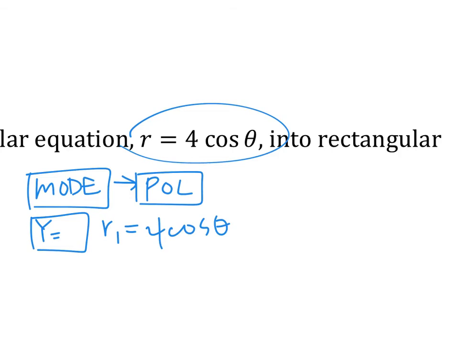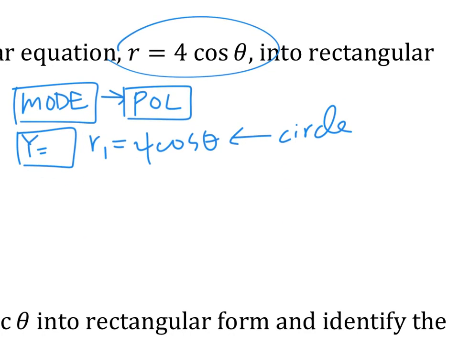Okay, what shape is this? Circles, yeah. So this is a circle. So we're going to change this equation into rectangular form. We better see a circle equation. So we're going to take this equation, r equals 4 cosine theta, and we're going to try to utilize all the conversion stuff that we had learned.